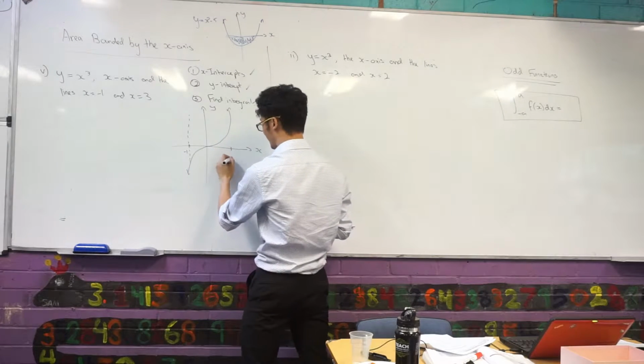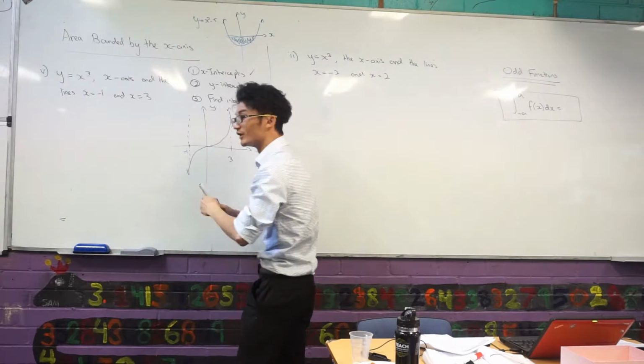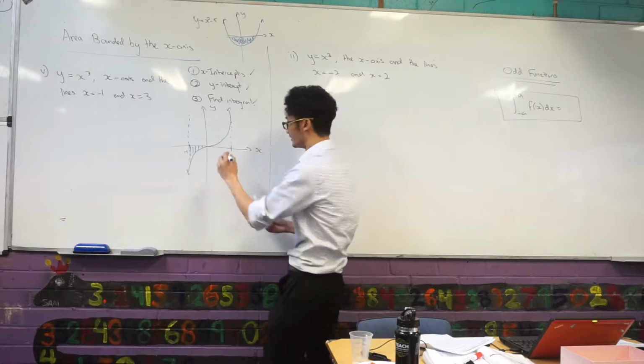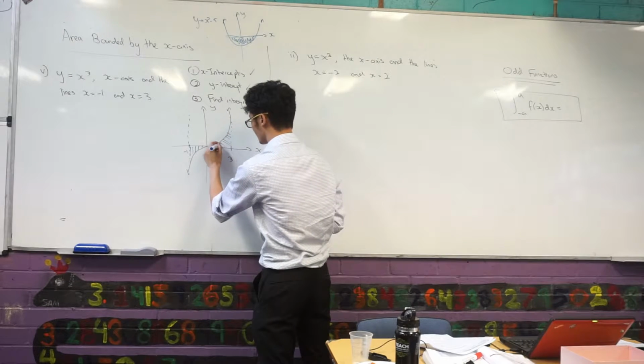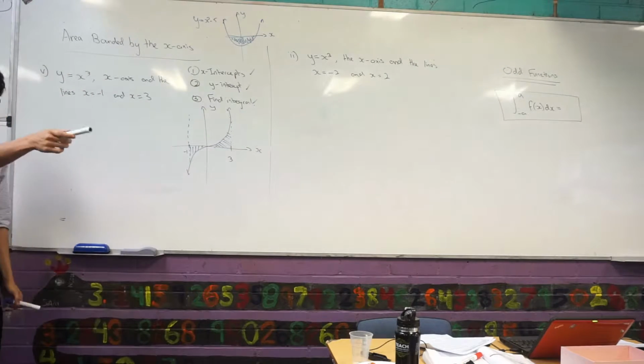x equals minus 1, and x equals 3. So now I'm looking at the region bounded by the curve and the x-axis. I'm looking at these areas here. So do you plus them now because you're adding the total area? That's where I got that plus from.